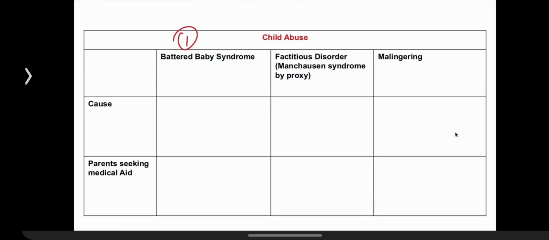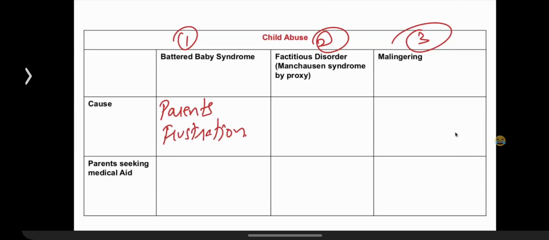Child abuse is of three types: battered baby syndrome, factitious disorder, and malingering. Battered baby syndrome occurs due to parents' frustration. The baby is crying, the father does not have a proper job, the wife is not good, they are beating each other. Okay, frustration. Either of them is not good and fighting with each other. Don't consider me sexist. Factitious disorder occurs due to mental illness.